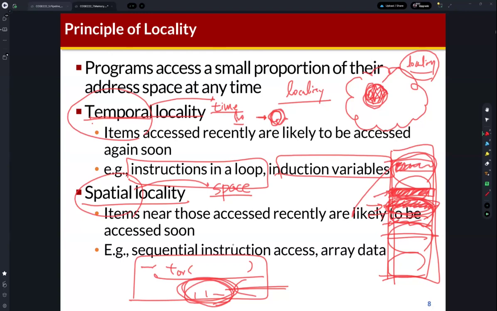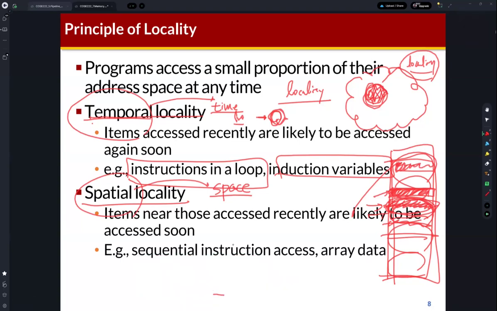This is temporal locality. Also, if we use a variable and these variables are repeatedly used, then we can observe temporal locality, right? And we can find many such cases in our programs.